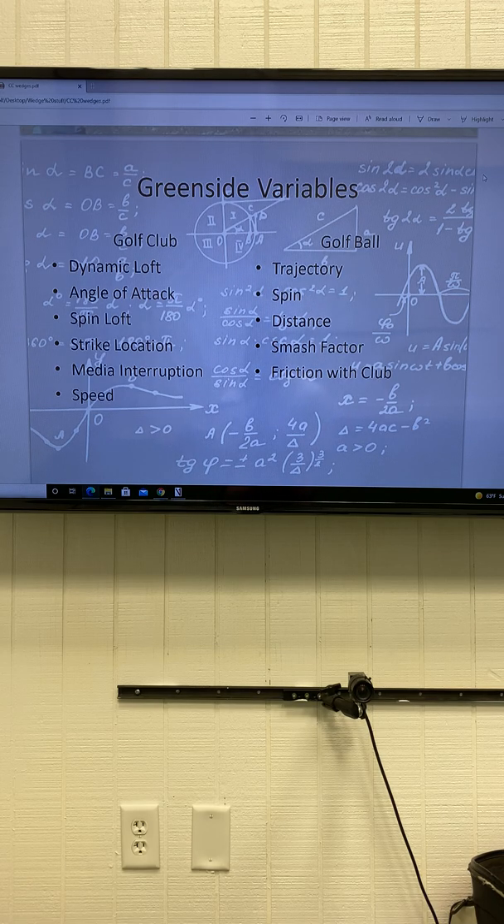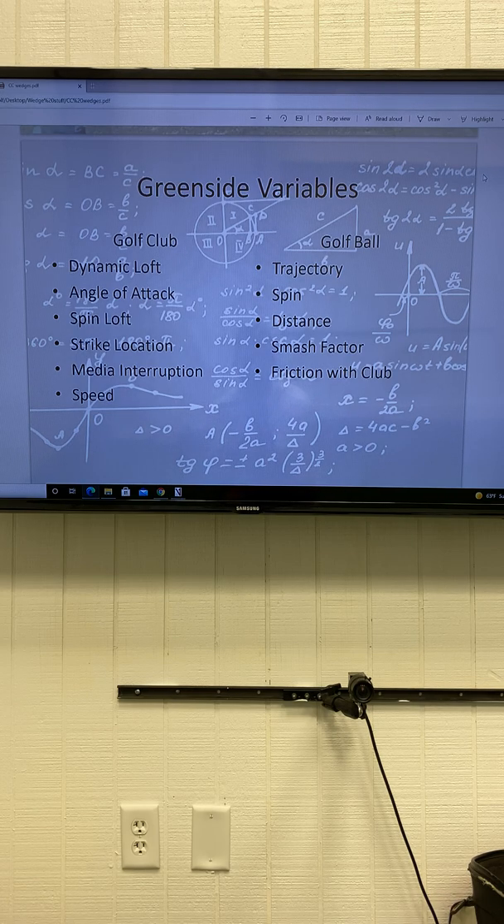Okay, Larry, what we're looking at here, disregard the word that says green side, it still applies, but we're kind of considering this in mid-wedge variables right now. The thing we're looking at in the golf club, right? We're at impact, dynamic loft, angle of attack. Those two things add up to make the spin loft number.